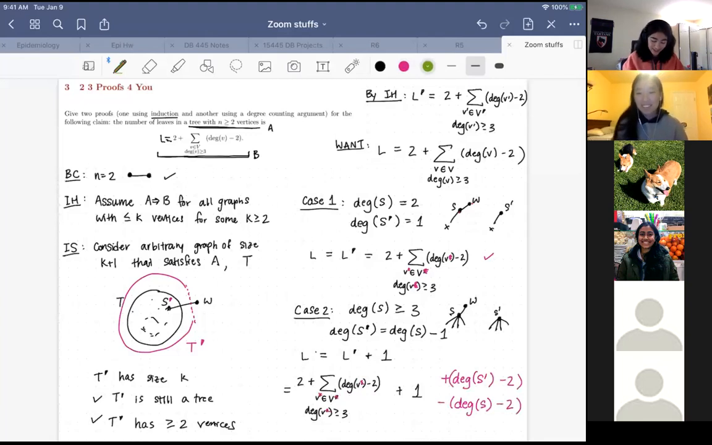So the minus 2 here can cancel out with the plus 2 here. This is a plus because the minus carries over. The degree of S prime we know is equal to the degree of S minus 1. So the degree of S prime will cancel out with the degree of S and with the plus 1. And all we're left with is this term right here, which is what we wanted to show.